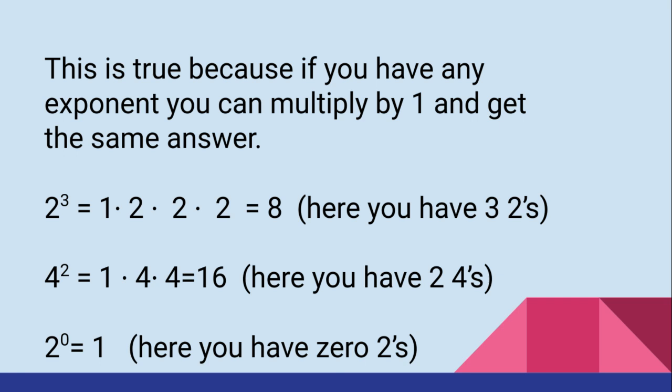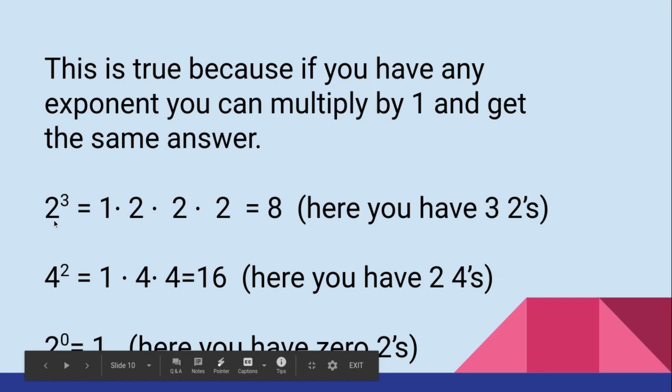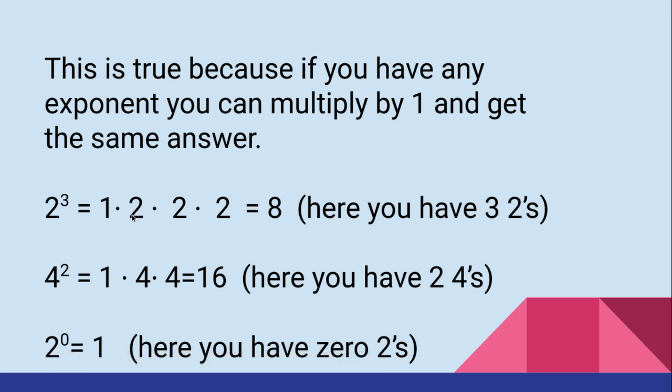Now let's look at this. When you have 2 to the third power, we typically would have 2 times 2 times 2, because I'm going to multiply 2, the base number, 3 times. I get 8 with that. Now, I can multiply that by 1, and it does not change my value. So this looks like 1 times 2 to the third.